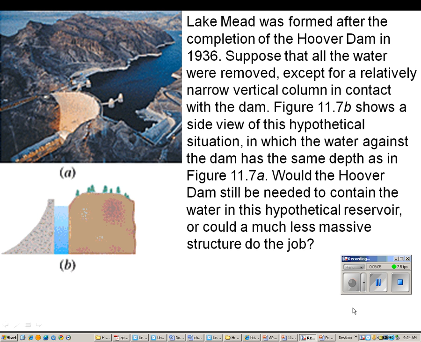So where this type of equation comes into play is when we look at things like a dam. Lake Mead was formed after the completion of the Hoover Dam in 1936. Suppose that all the water were removed except for a relatively narrow vertical column in contact with the dam. Figure 11.7b shows a side view of this hypothetical situation. So over here, we've taken all the water back here away and just had this narrow column of water, in which the water against the dam has the same depth as in figure 11.7a up here.